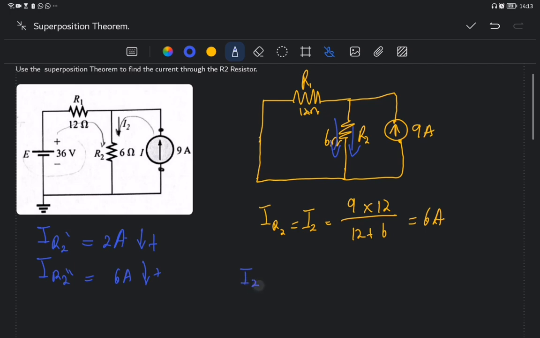So I2 is equivalent to IR2 prime plus IR2 prime prime, which is equal to 2 plus 6 amps. So actually our current flowing in that 6 ohm resistor is 8 amps. So just like that, we've found the current flowing in that resistor. Yeah, man, we've applied the superposition theorem successfully.